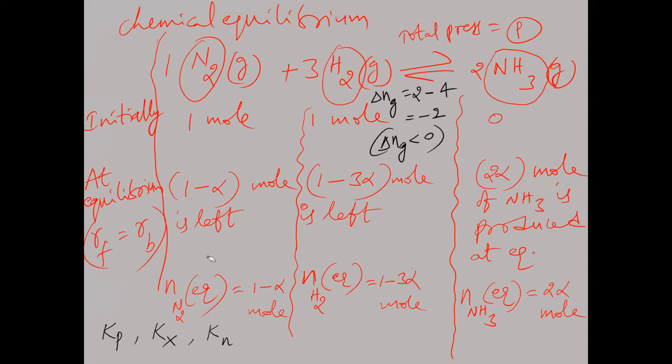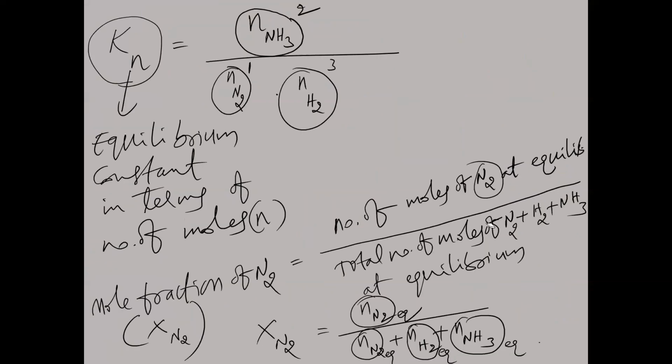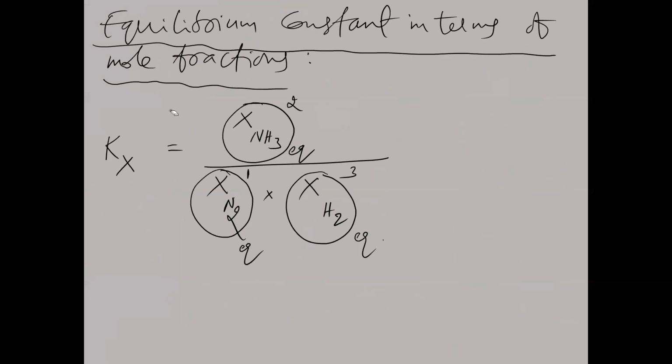From the equilibrium state means what? This one. So it is the number of moles of nitrogen at equilibrium, the number of moles of hydrogen at equilibrium, the number of moles of ammonia at equilibrium. Now, mole fraction means equilibrium constant in terms of mole fractions of reactants and products. Okay. Take the screenshot of this.